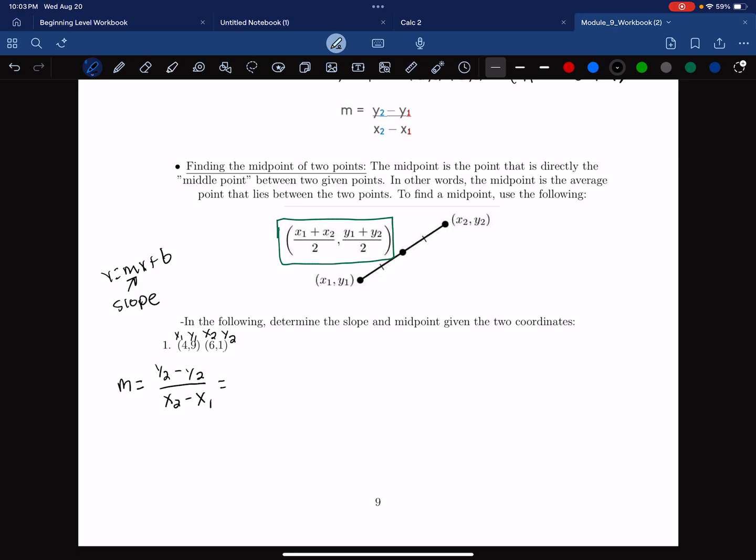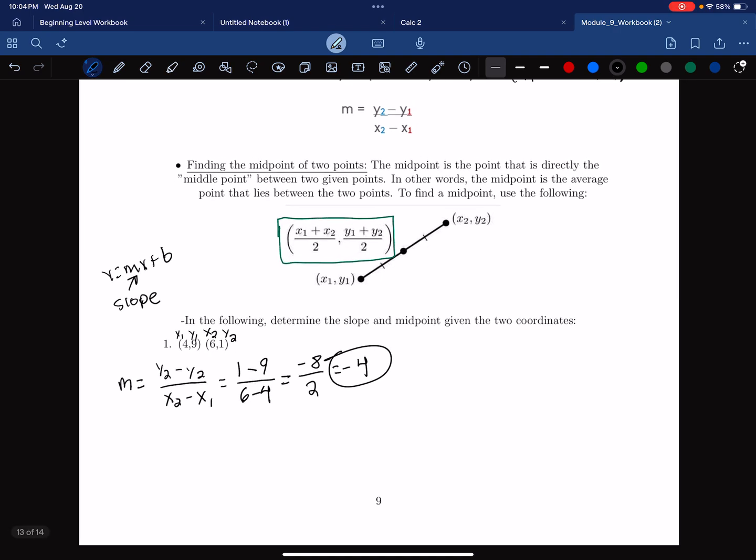So y2 we set as 1. y1 we set as 9, so we're going to subtract 9, and we're going to put that over x2, which is 6, and x1, which is 4. So we have 1 minus 9, which is negative 8. And then 6 minus 4, which is 2. And negative 8 divided by 2 is negative 4. And that is our slope given these 2 points through a linear line.